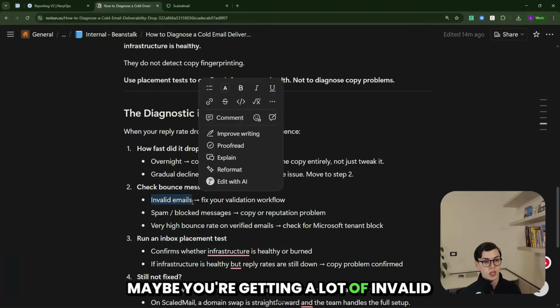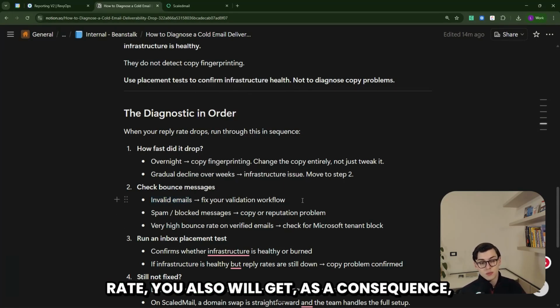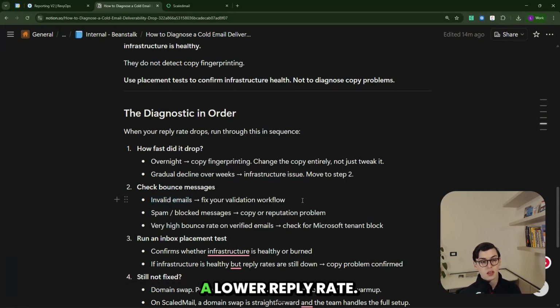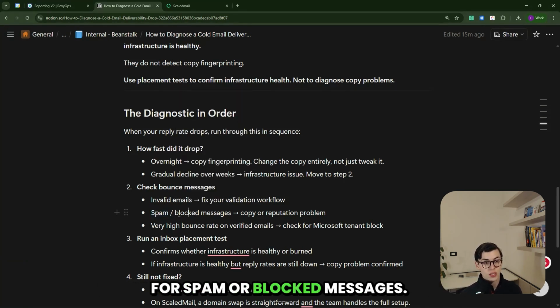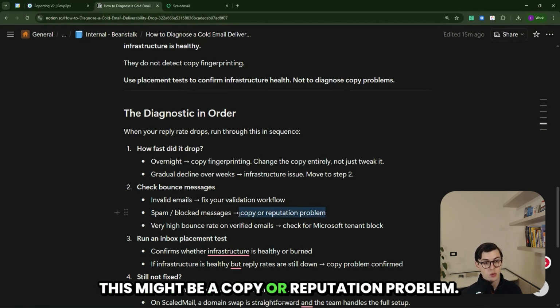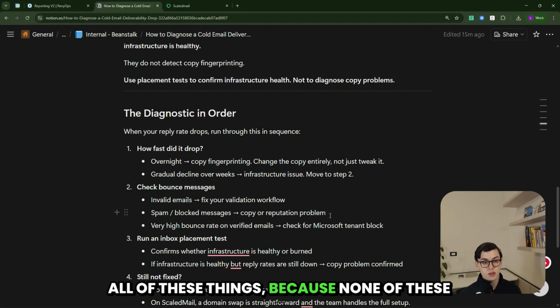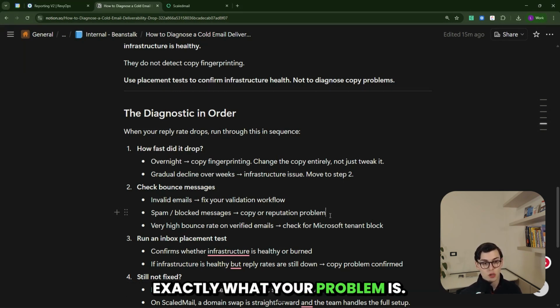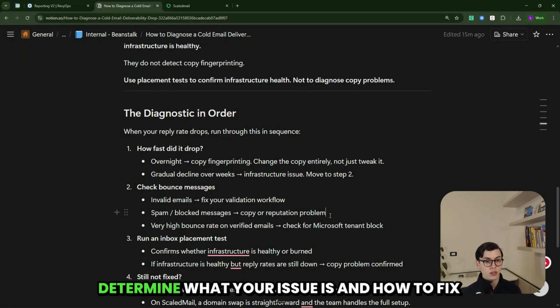Maybe you're getting a lot of invalid emails. Also, if you have a very, very high bounce rate, you will also get, as a consequence, a lower reply rate. And one thing here is you want to look for spam or blocked messages. This might be a copy or reputation problem. So again, you want to look at all of these factors, because none of these variables tell you exactly what your problem is. So you want to look at pretty much everything, and then determine what your issue is and how to fix it, right?